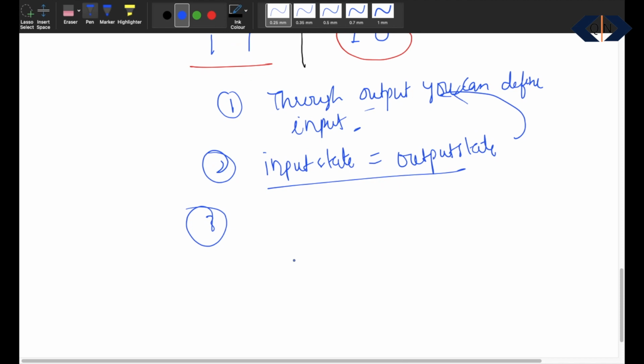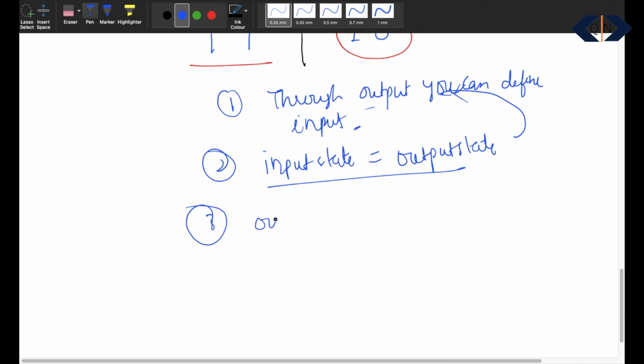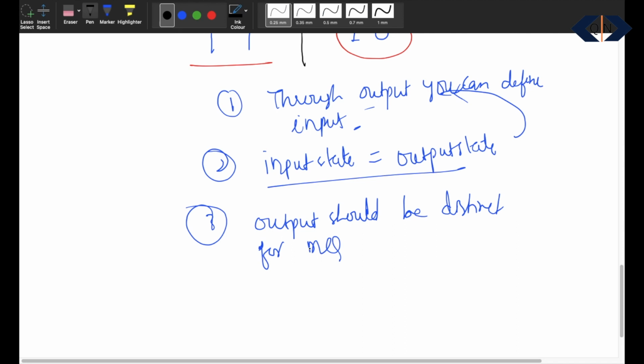So the output should be distinct, and for input as well.